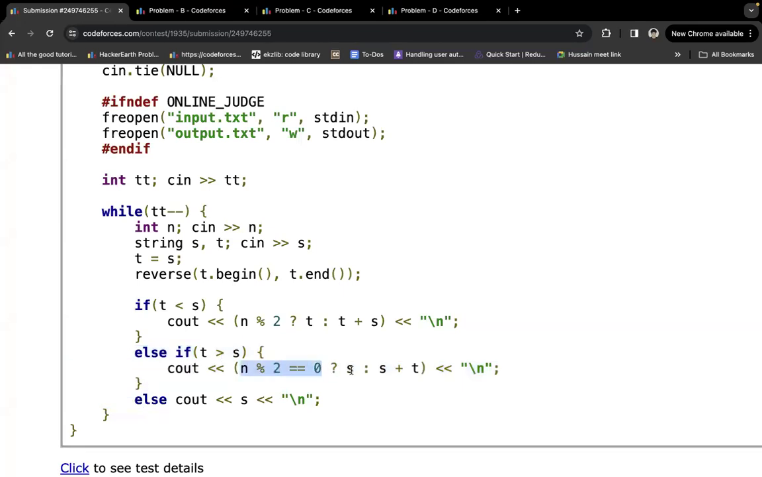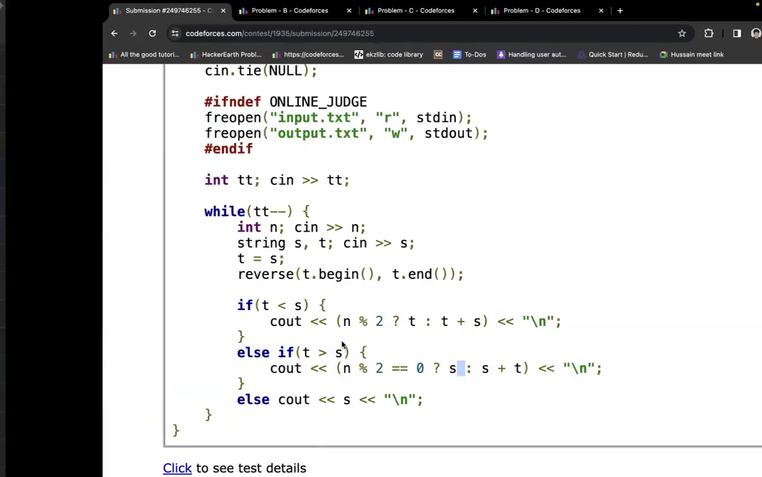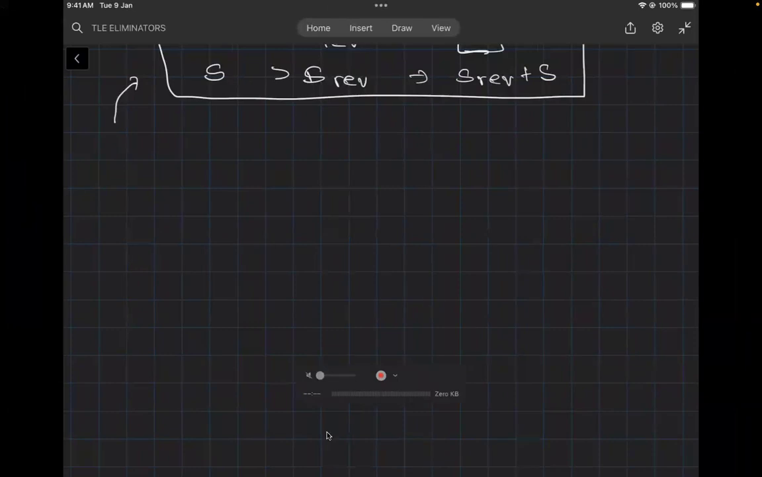Just ignore all of these, guys. If S is smaller than or equal to T, I'm just going to print S. Otherwise, if T is smaller than S, then I'm going to print T plus S. I assumed that N can be odd as well, so I solved it for the other case too. But since it is never odd, it is never an issue. Is the implementation clear, guys? Tell me.